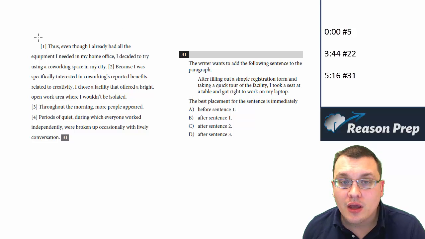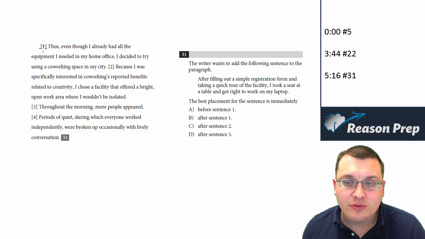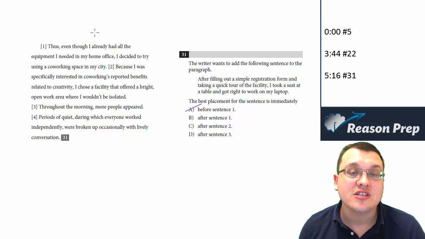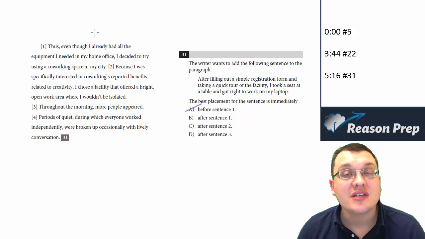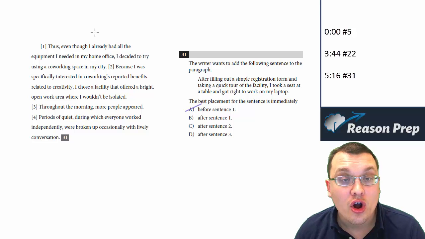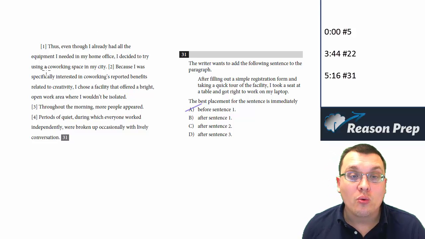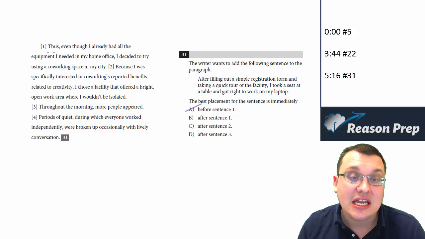So before one. So after filling out a simple registration form and taking a quick tour, I took a seat and got to work on my laptop. Thus, even though I already had all the equipment I needed in my home office, I decided to try using a co-working space in my city. So this doesn't make sense to put this before one, because we haven't even established that the person is at the co-working space yet. So we see in one that the author has decided to do that.